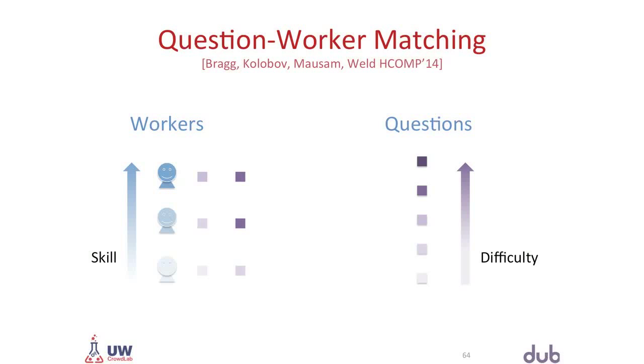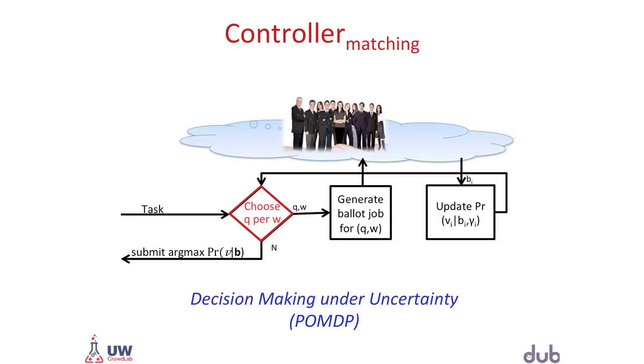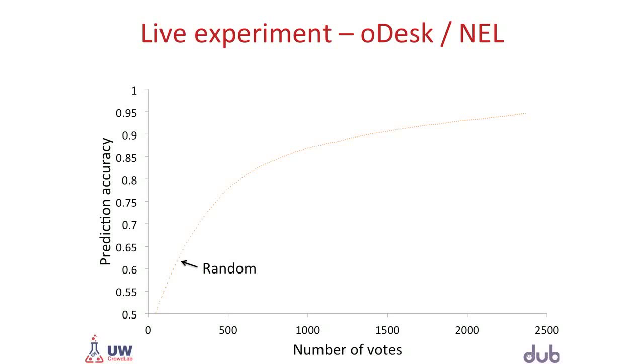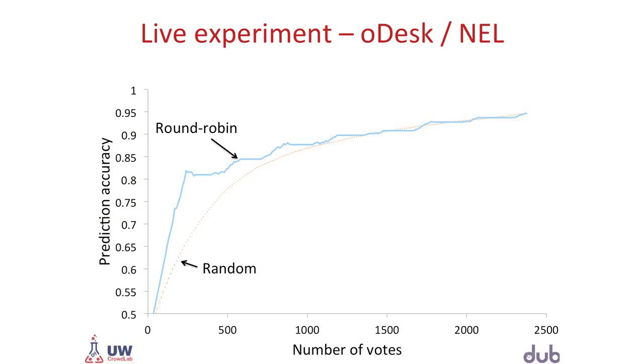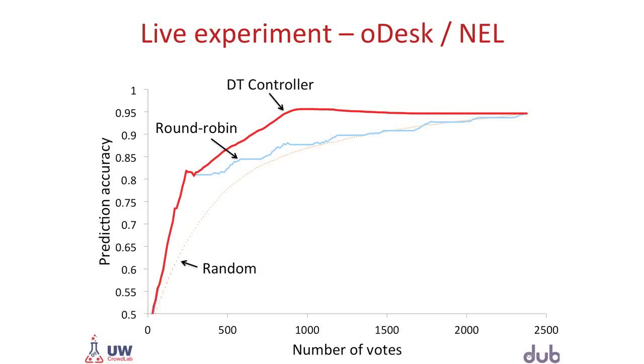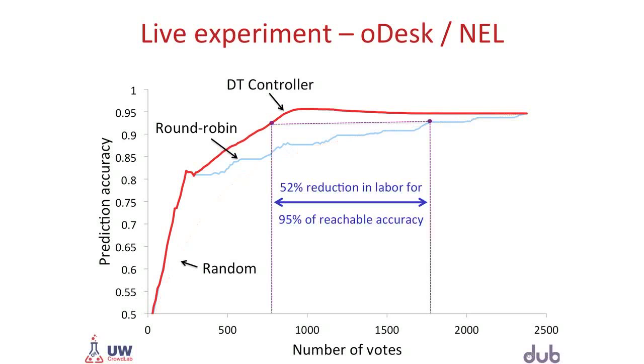Turns out even just doing a static assignment, doing an adaptive assignment in an online fashion, when you know these things, is pretty difficult. But again, we come back to this controller model and look at the results of doing some natural language processing classification tasks, named entity linking. Random algorithm doesn't do so well. Round robin's a better approach, but the decision-theoretic controller does much better still. And so again, half as much labor to reach a high accuracy.